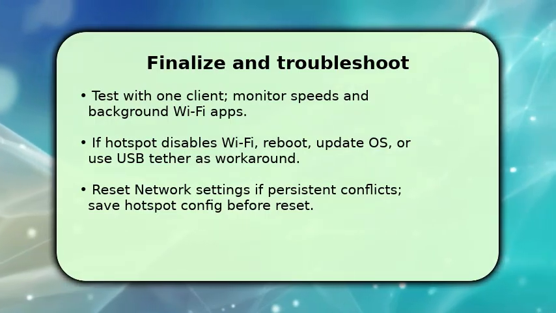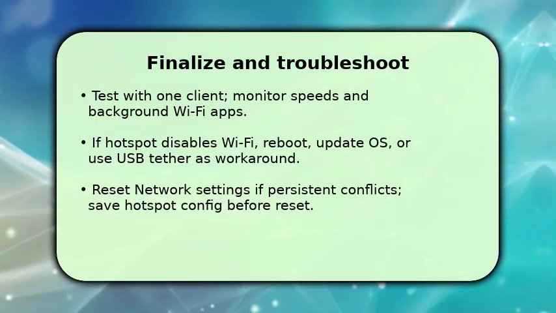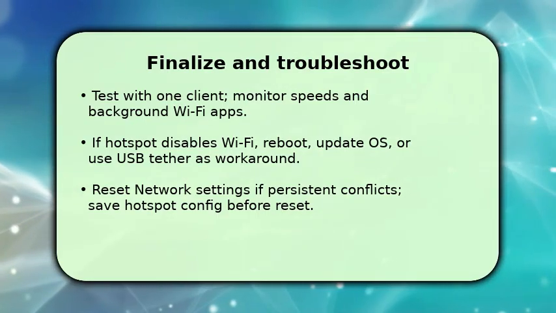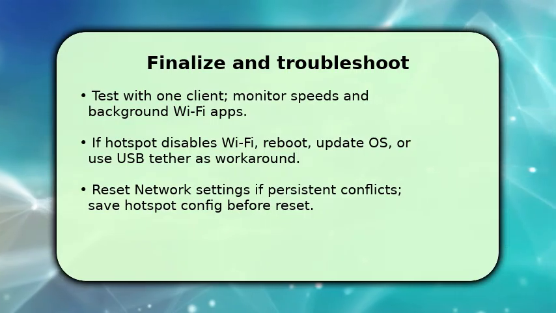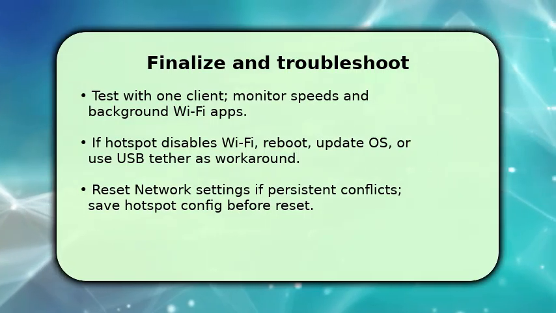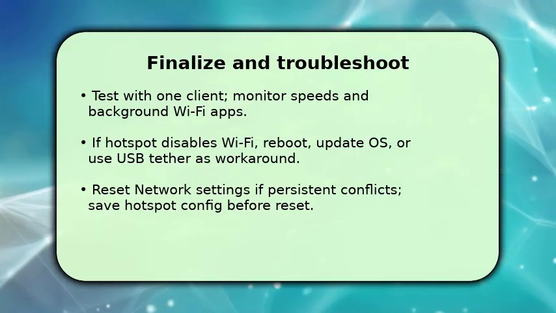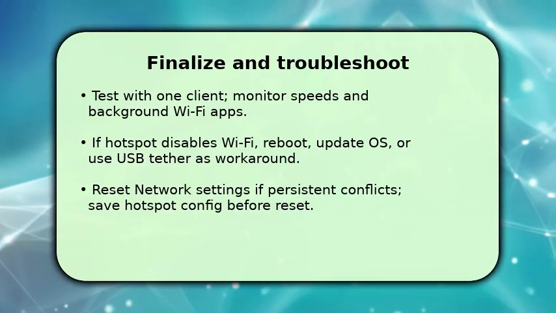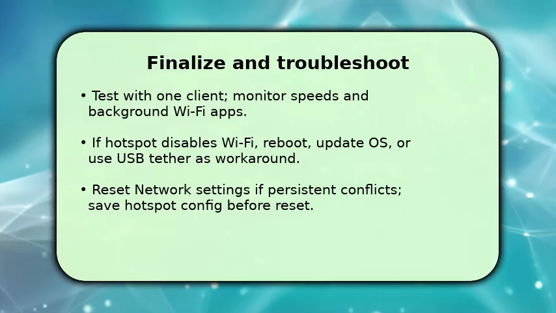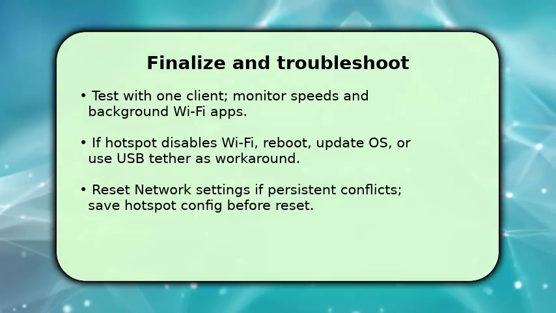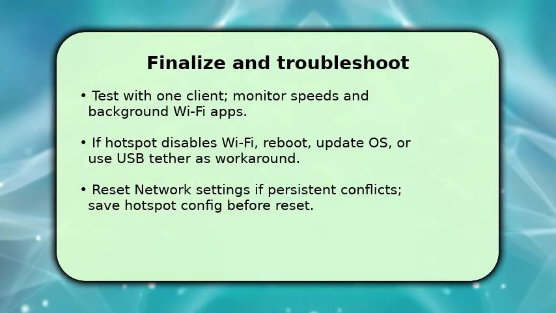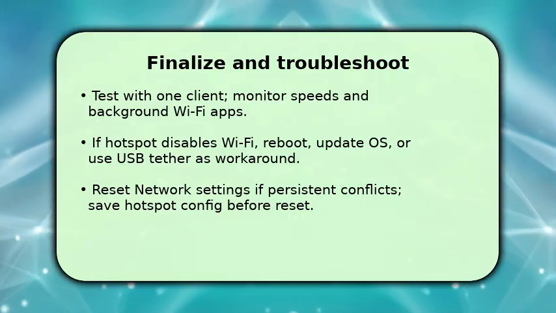Check that the phone remains on its original Wi-Fi network if that was required. If the hotspot forcibly disables Wi-Fi, reboot the phone, install pending updates, or switch to USB tethering as a reliable workaround. If problems persist, reset network settings, which clears conflicts, but remember to save hotspot name/password first. That troubleshooting step resolves most stubborn issues and gets you back to sharing internet quickly.